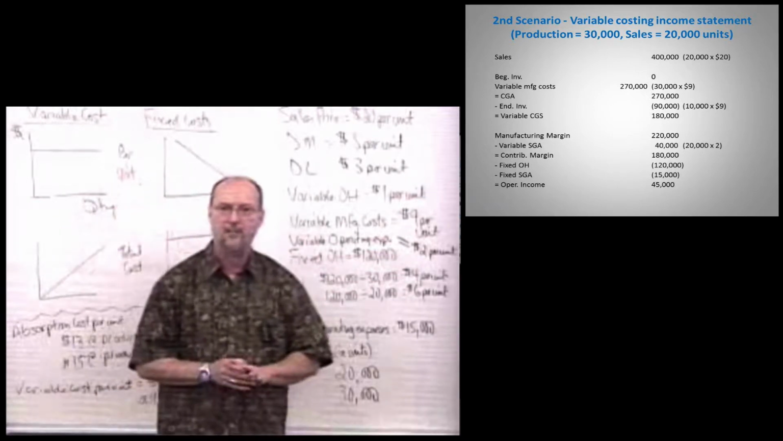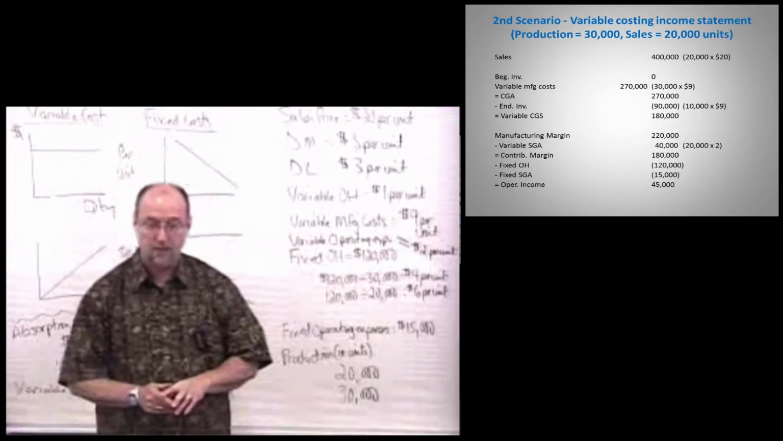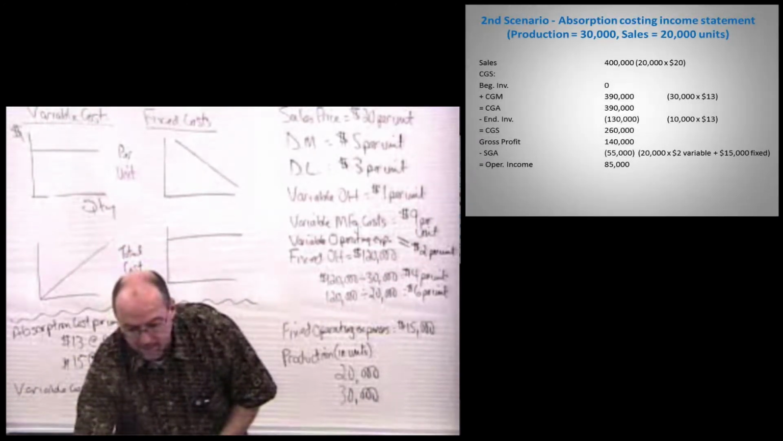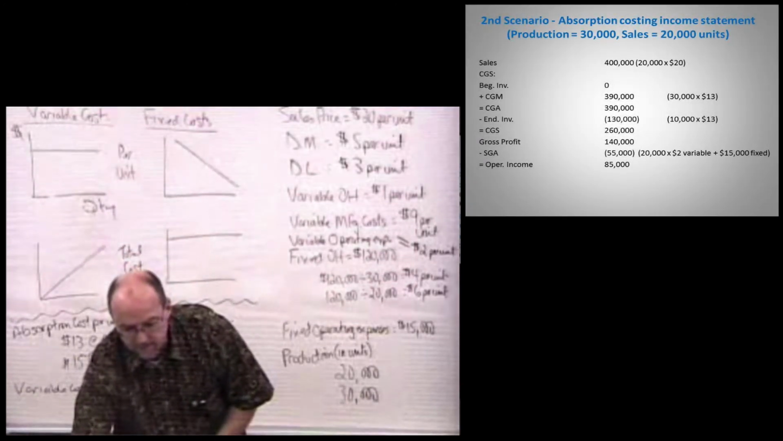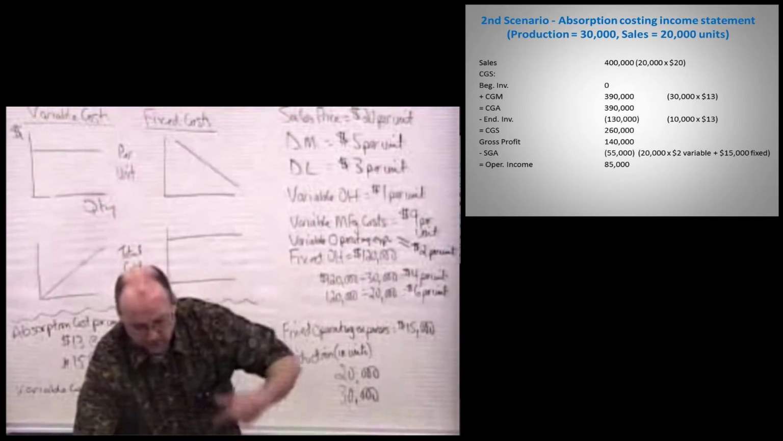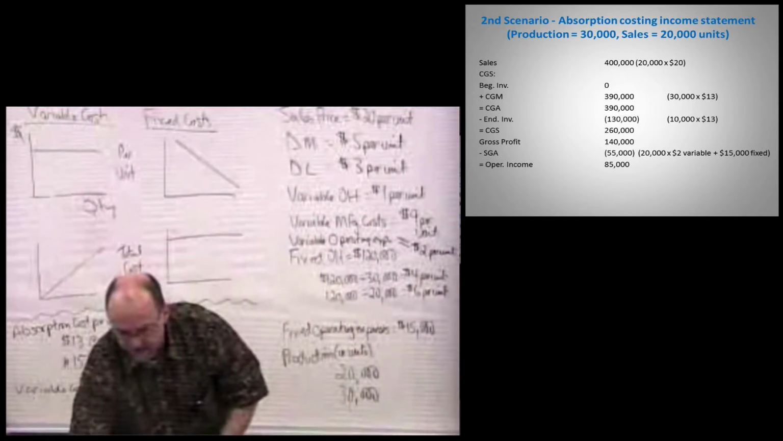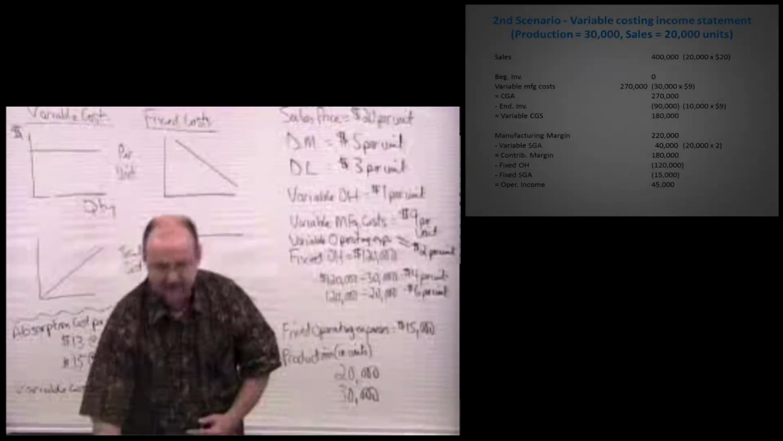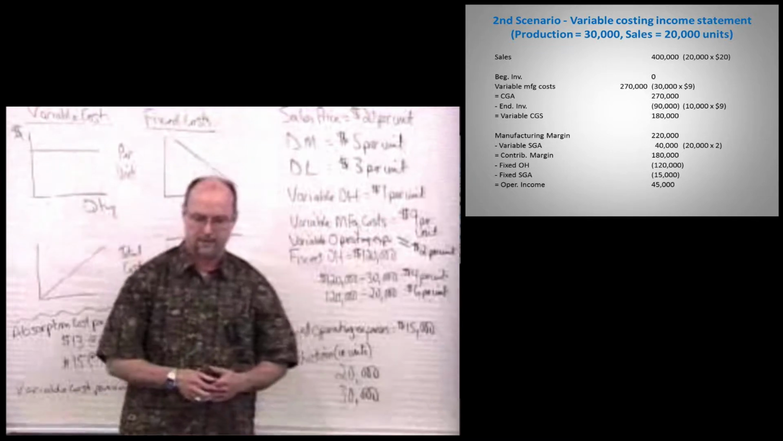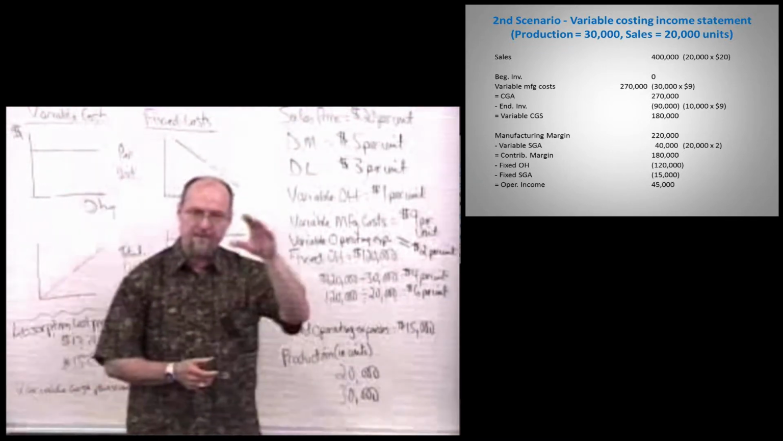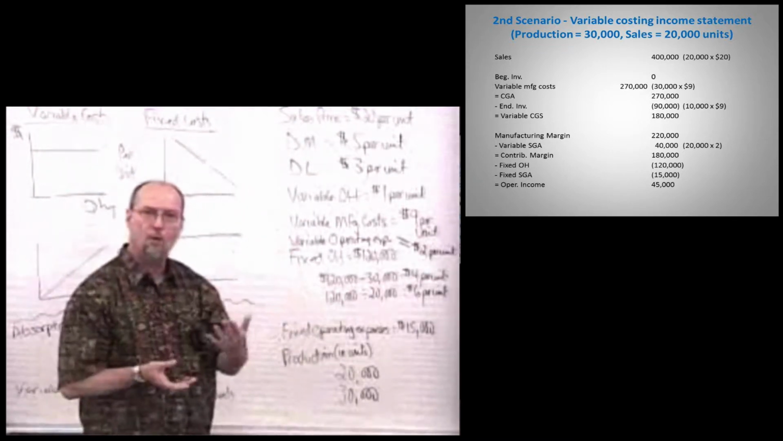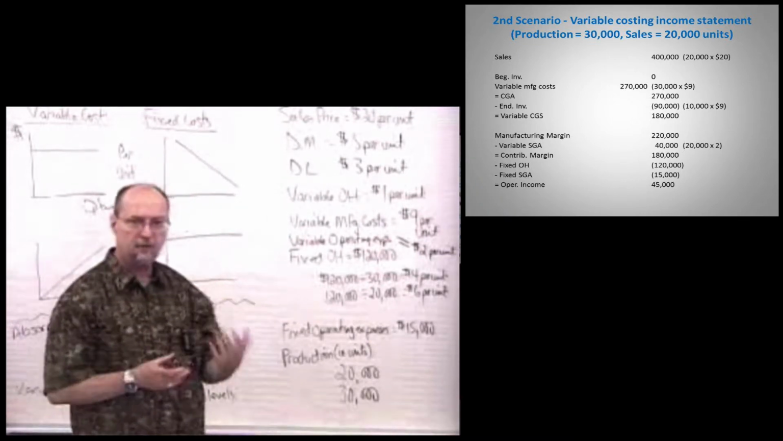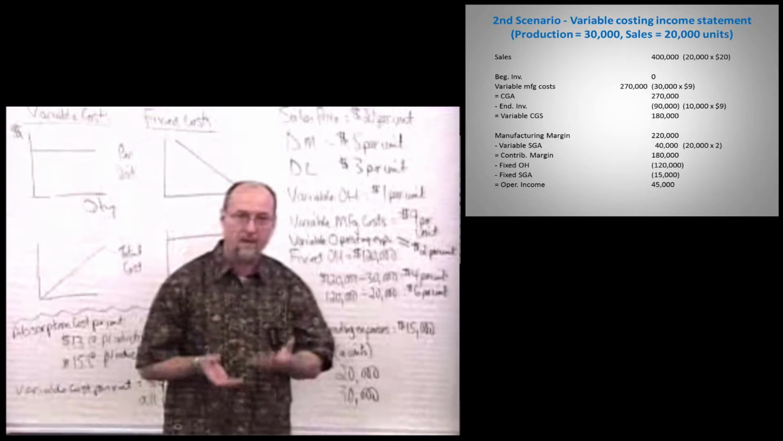Now I'm going to go back to the previous slide to show you that under absorption costing, my operating income is 85,000. Okay, I'm going to go back now to the variable costing slide. So 85,000 for absorption costing and 45,000 under variable costing. 85 and 45, the difference is $40,000. Okay, and you can probably construct what that $40,000 is.